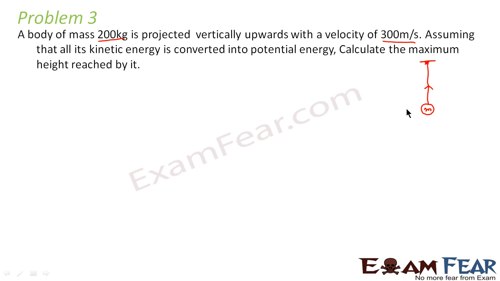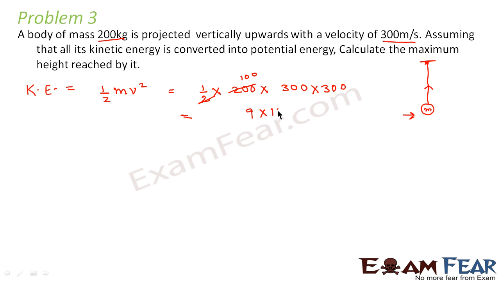Now when the object is just projected, right, initially, what was the kinetic energy of the object? Kinetic energy was half mv square. So let us calculate that. It would be half into m is 200, v is 300. So 300 into 300. So this is equal to 9 into 10 to the power 6 joules. So this was the kinetic energy of the object when it was projected upwards.